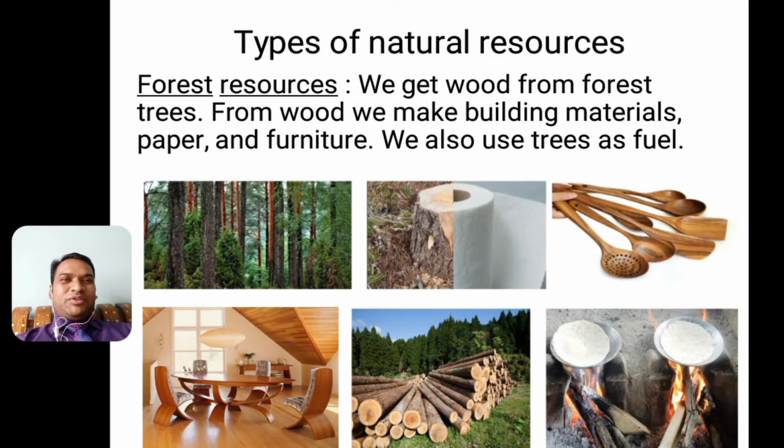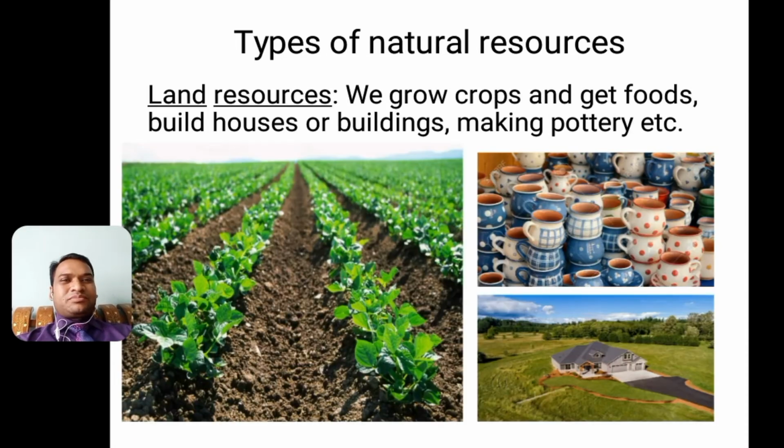Then we'll talk about forest resource. We get wood from forest trees. So the main thing we get from forest resource is trees, and from the trees we get wood, and from the wood we can make different things like building materials, paper, and furniture. We also use trees as fuel for cooking. So you see this picture, the many uses of trees.